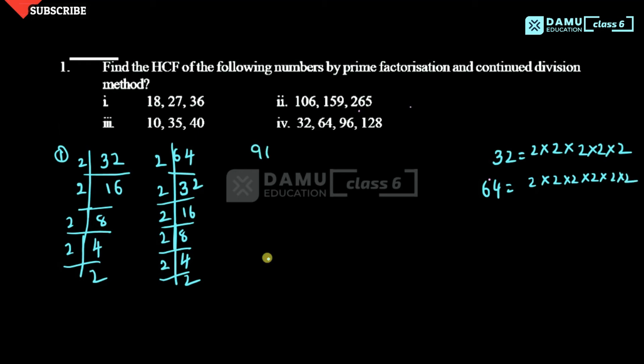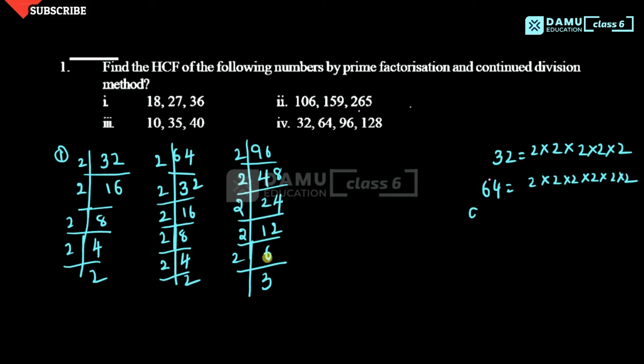Next 96. Is it divisible by 2 or not? Yes, 2 4's are 8, 2 8's are 16. Then 2 2's are 4, 2 4's are 8. Then again 2 12's are 24, then 2 6's are 12, 2 3's are 6. So finally 3 is a prime number, we can stop here. So 96 you can write in the format of 2 into 2 into 2 into 2 into 2, so 5 2's, and 1 3 is there.